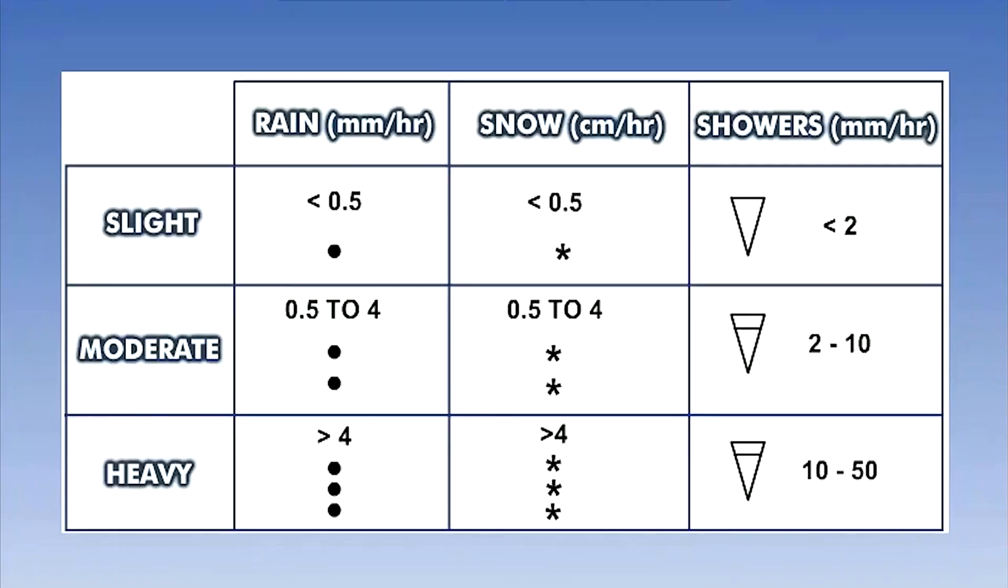The intensity is described according to the following criteria. Slight rain, for example, is described as less than 0.5 mm per hour, whereas heavy rain is greater than 4 mm per hour. Notice that these figures relate to temperate latitudes only because in the tropics, extremely heavy rainfall may be experienced, which is not covered here. Snowfall is represented in centimeters of accumulation per hour.